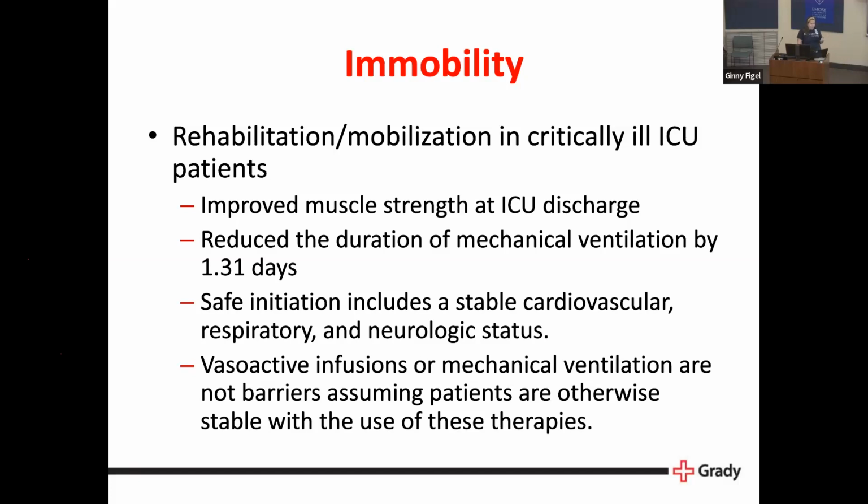They need to be satting greater than 88%. And of course, that's probably the one that's the most patient specific, right? Because you could certainly have a COPDer that lives at like 87, at 88, that kind of thing. So they're appropriate to get up because that is their baseline. Their PEEP needs to be less than 8, pressure support less than 10, and respirations less than 30, okay?